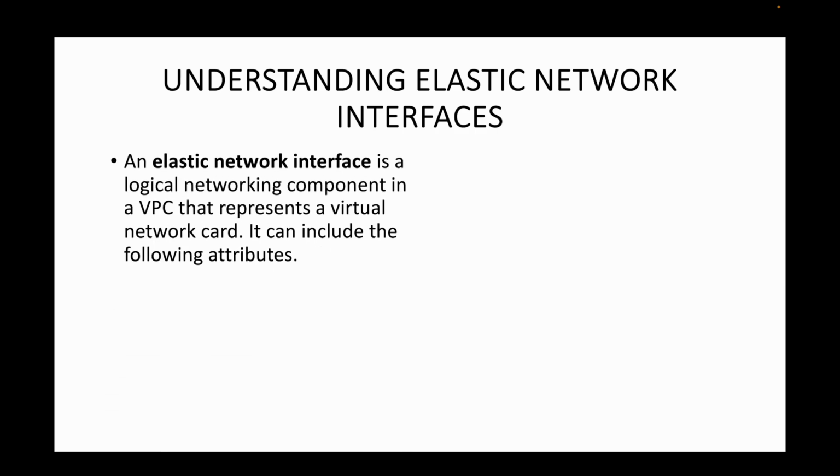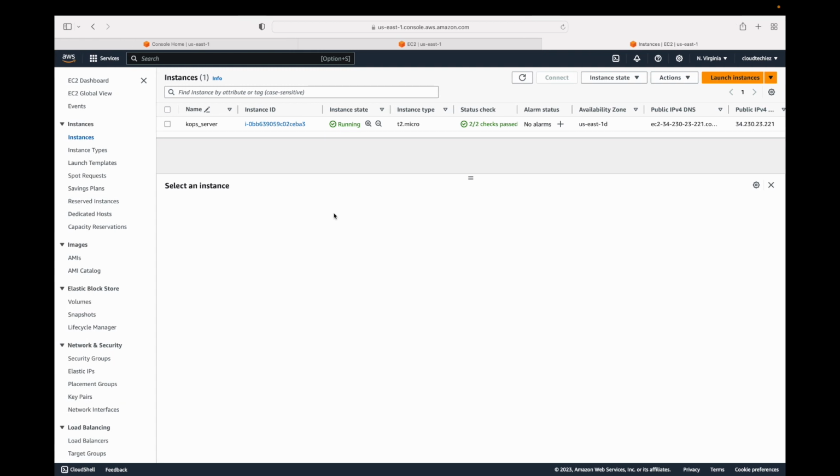So like I said, your ENI stands for your Elastic Network Interface, and this is simply your networking component. So whenever we launch our EC2 instances, this ENI gets created, which is your logical networking component within your VPC, and this simply represents the virtual network card. So this is simply the network card of your EC2 instance. Now, whenever you launch your EC2 instance, this gets created automatically.